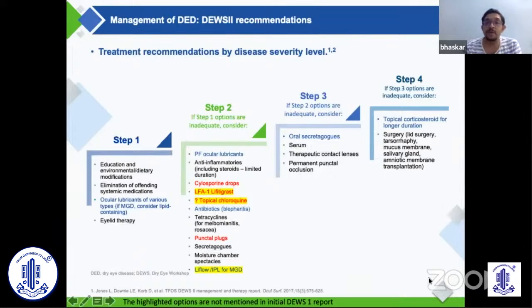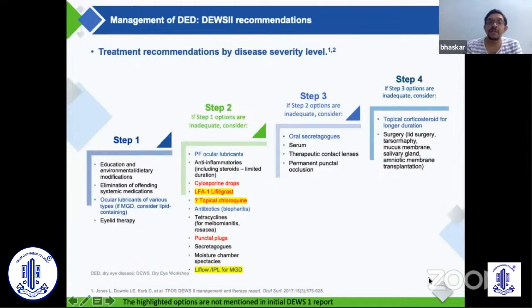Step 2 is actually important because this is the time that we would be shifting from probably a preservative lubricating drop to a preservative free lubricating drop. And here is the role for an anti-inflammatory molecule such as cyclosporine. In fact, if we delay the use of cyclosporine beyond this and it goes to step 3 or step 4, then maybe even cyclosporine would not work.